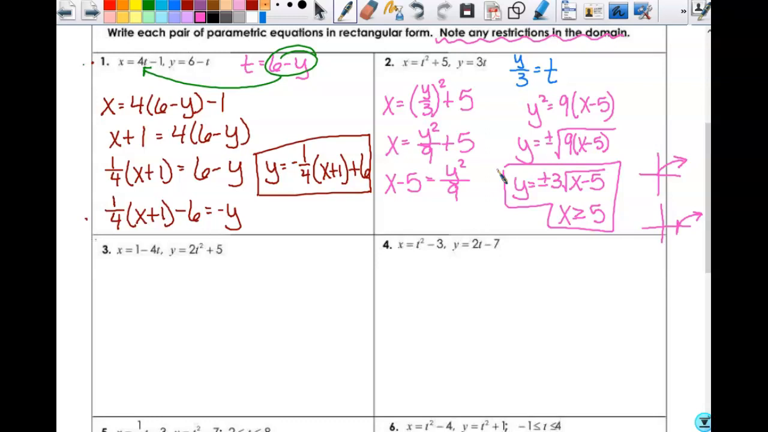So if I have a restricted domain because the graph looks something like this. If I substitute in 4 or anything less than 5, I'm going to get a negative under the square root. Then I won't get a real answer. It'll be imaginary, and I can only have real numbers for what I'm doing. Anything else?